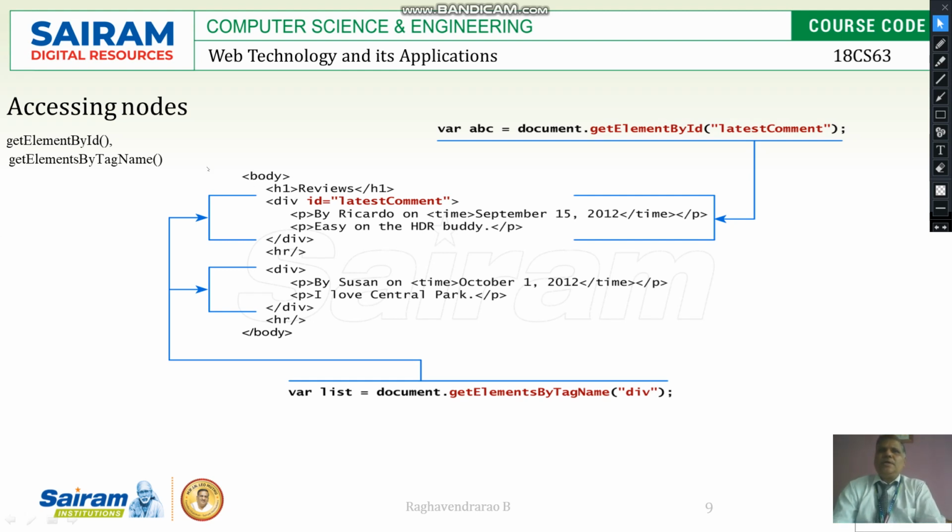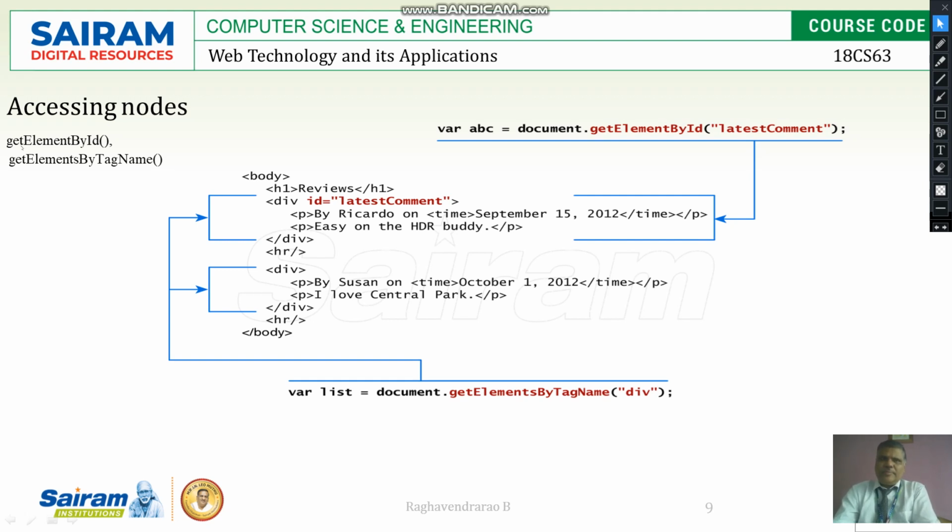Okay, to access the nodes, we're going to use two methods of DOM objects: getElementById and getElementsByTagName. You can see in this particular program that two divs are there. One div ends here, and the other div starts and ends here. One div has the id "latest comment", and the other does not.